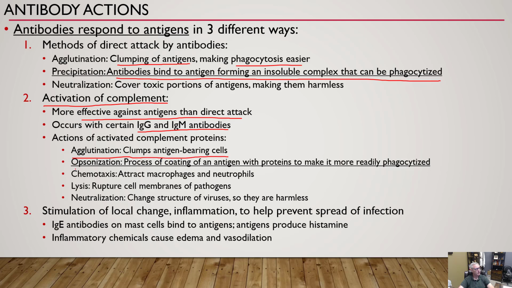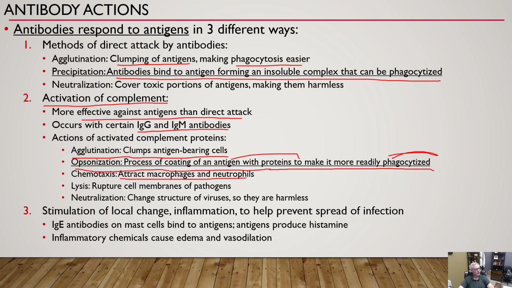Opsonization, that's when we tag that virus so that phagocytes can figure out which cell needs to be eaten up. Opsonization is basically tagging that protein, or tagging that virus or bacteria, where we'll tag it by coating that antigen with a bunch of protein, so it can be phagocytized easily.